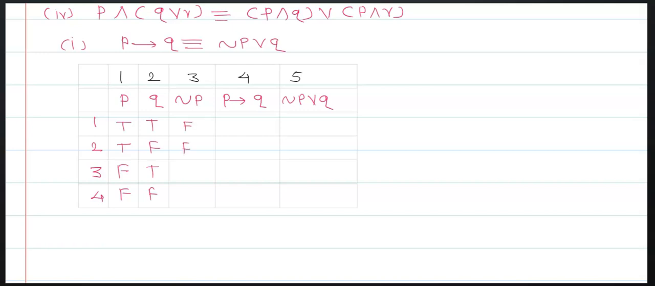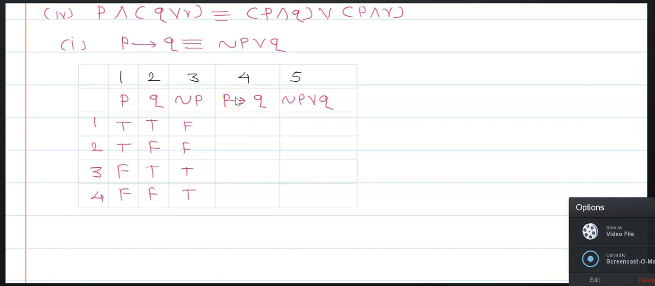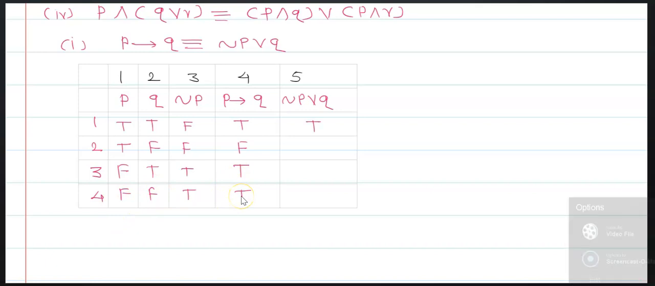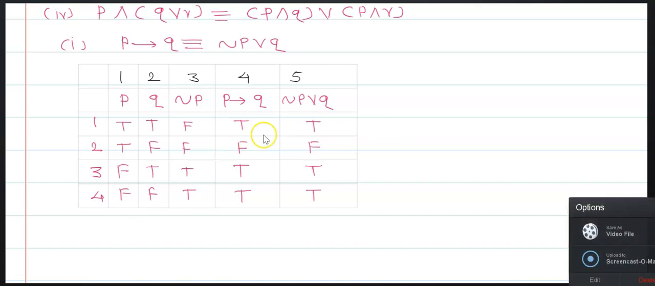Now the negation of P is FF TT. Now the P implies Q. T implies T, then it is T. Next, T implies F, it is F. F implies T, it is T. F implies F, it is T. See this again here. T implies T is T. T implies F is F. F implies T is T. F implies F, therefore it is true.